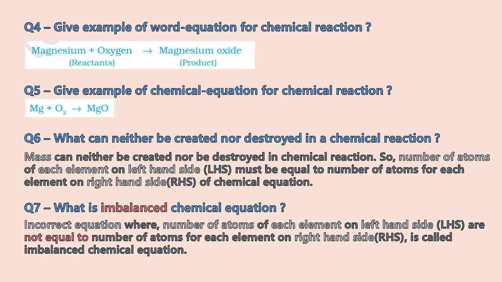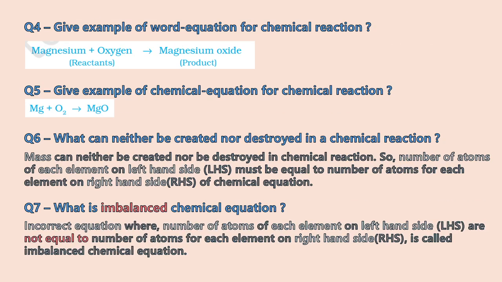What is an imbalanced chemical equation? An incorrect equation where the number of atoms of each element on the left hand side is not equal to the number of atoms on the right hand side is called an imbalanced chemical equation. For example, if you look at question number 5, we have one atom of Mg and two atoms of oxygen, correct? But on the right hand side, you can see there is only one atom of oxygen. So where did the other atom go? Which means this is an imbalanced equation and it's wrong. We have to balance it out.